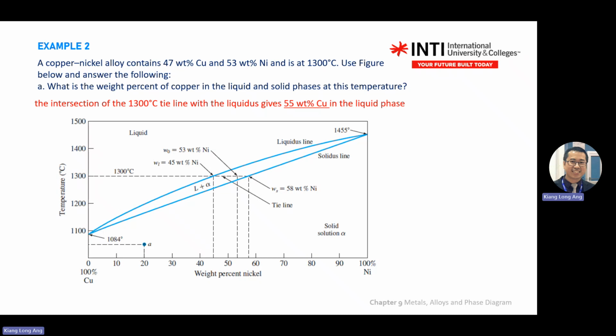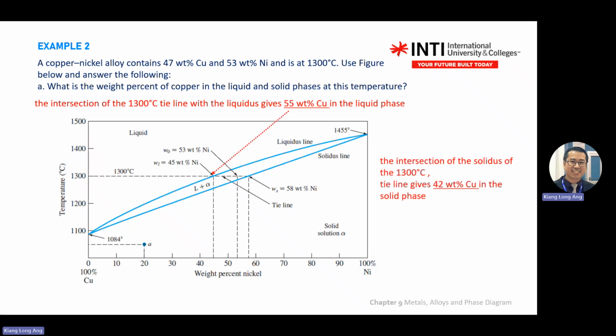Here is about 55% copper. Correct, copper. Percent nickel, right? So both are the same, but it's safe to write 2 components: 55% copper dash 45% nickel. Okay, so at this point, it's all liquid.